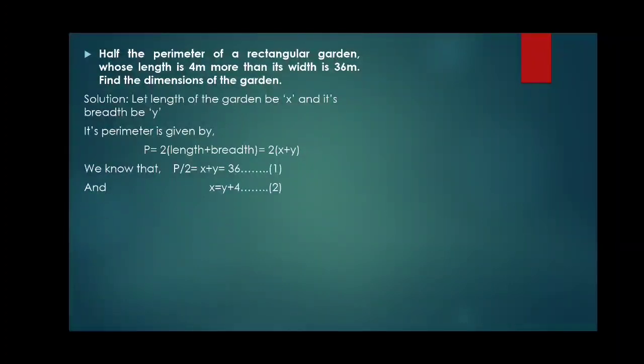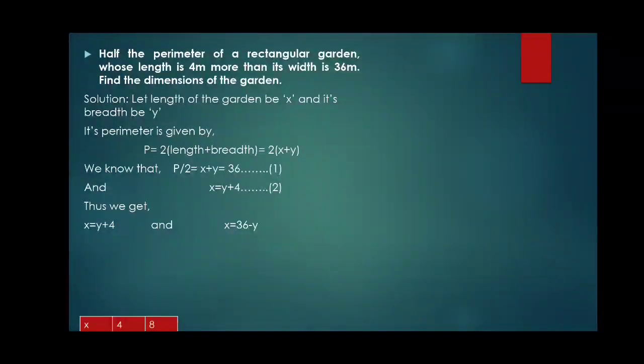And also the question tells us that the length is 4 more than width. Since we know that length is x, x is equal to 4 more, that is 4 plus y, that is width. 4 plus y or y plus 4, either way is correct. So x is equal to y plus 4 is our second equation. So rearranging the equations, from the second equation we have x is equal to y plus 4. Similarly, the first equation can be rearranged to get x is equal to 36 minus y. I just transposed y to the RHS in the first equation.